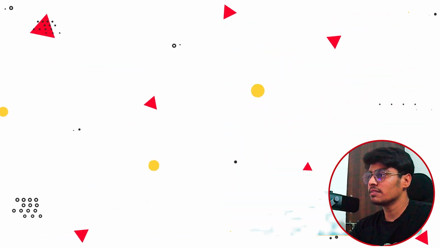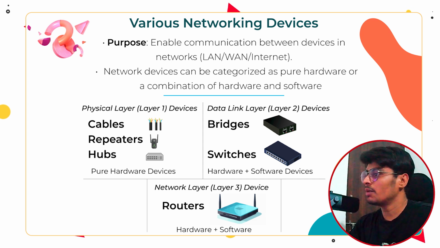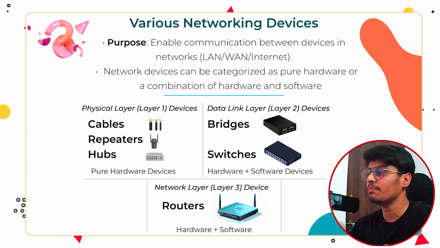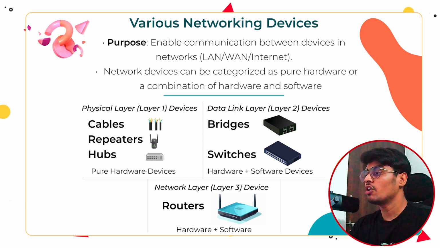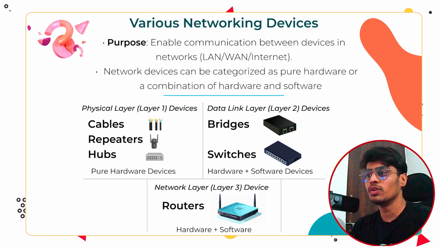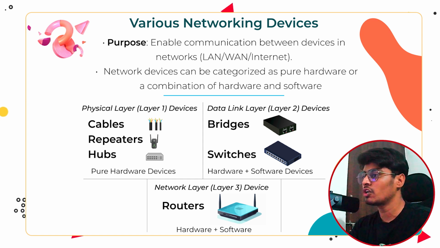So, let's start. Generally, we use a lot of devices in computer networks. Some devices are pure hardware, and in some devices, hardware and software both work. All these devices work in the background. Those devices are cables, repeaters, hubs, bridges, switches, routers, gateway, IDS, firewall, and modem. We'll see these devices one by one in detail in this video. Here I am giving just a simple introduction in this slide.